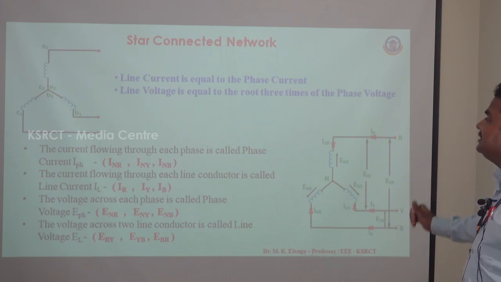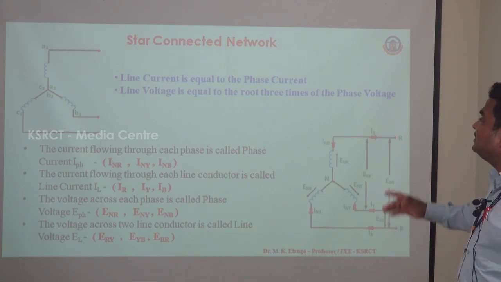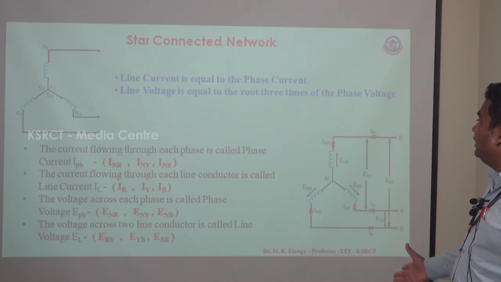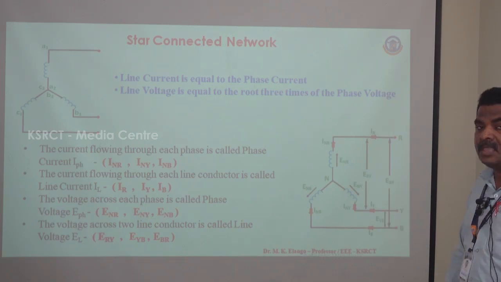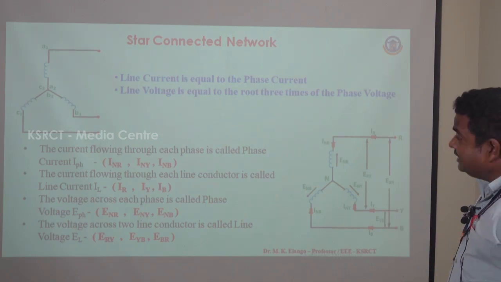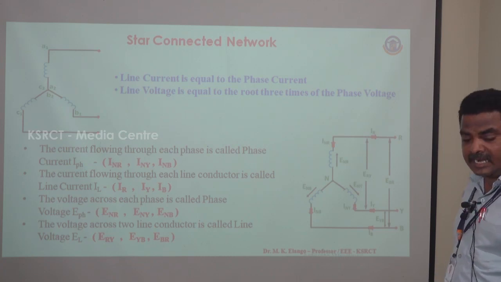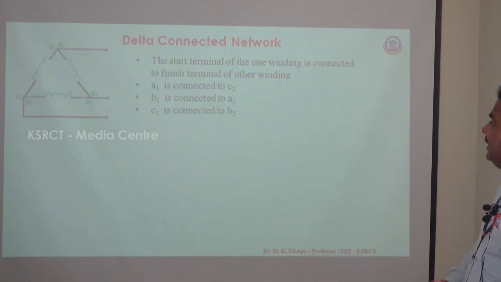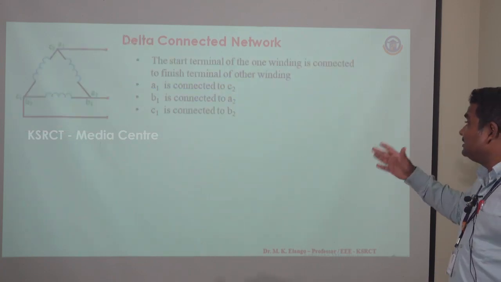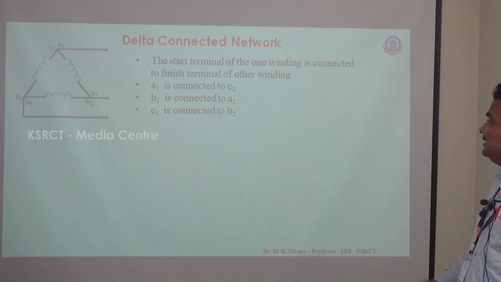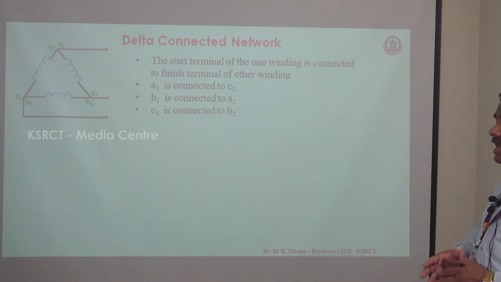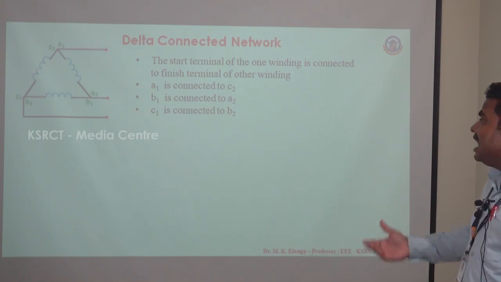But when we consider the voltages for this star representation, line voltage is equal to √3 times the phase voltage, right? See, this is the representation for star connected systems. When we go for delta connected systems, here the start terminal of one winding is connected to the finish or ending terminal of the other winding.